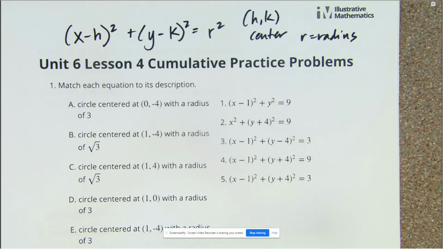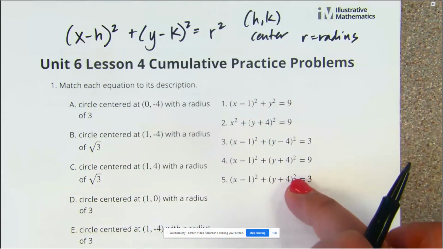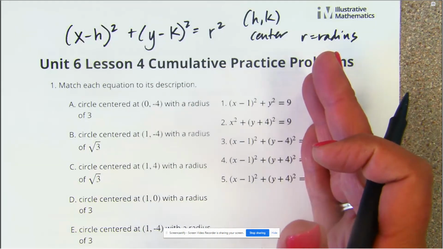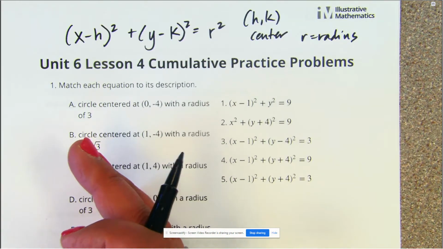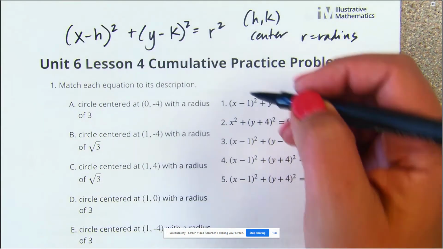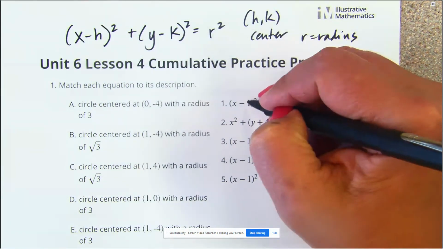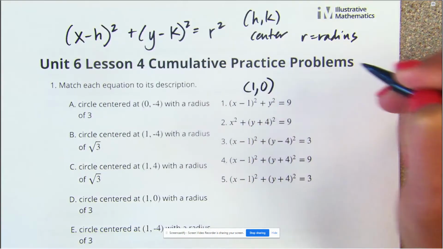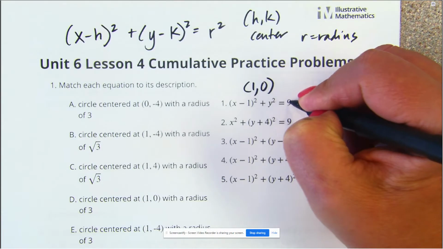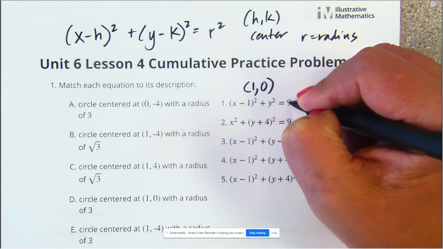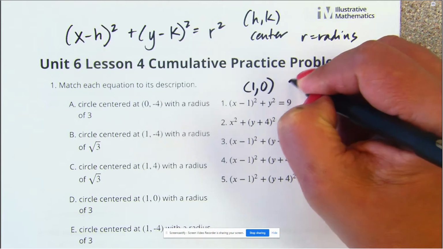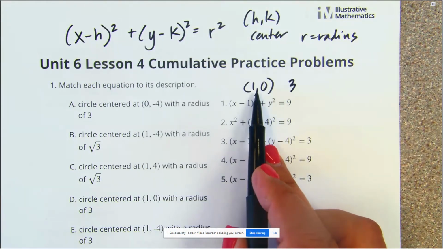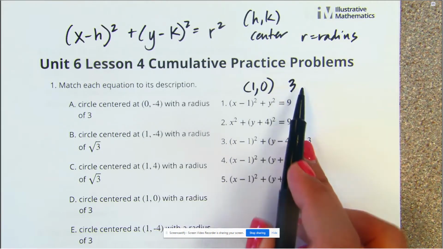So you could either look here and find it here, or figure out the center and the radius and go over here. I think I'm going to look at the equation. So the center on this one is 1, and then no movement here, and then the radius is the square root of this, because this number squared made that. So what's the square root of 9? 3. So a center at (1, 0) with a radius of 3.